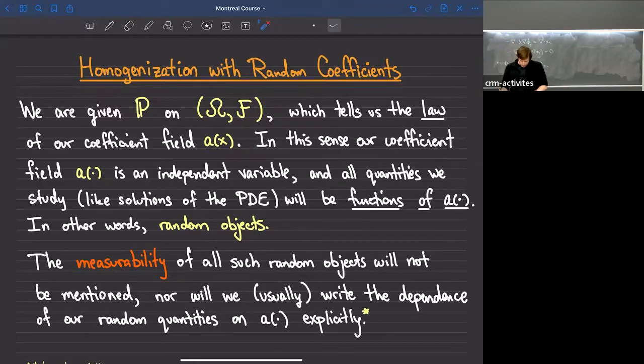All right, so the P tells us the law of our coefficient field. I think what I'm supposed to say is that this A of X is the canonical coefficient field. And that means that when you have the A of X, you can refer to the A of X, and you know the probability measure gave it to you, and you can let functions depend on the A of X without writing the dependence on the A of X explicitly. So that's what I'm going to do.